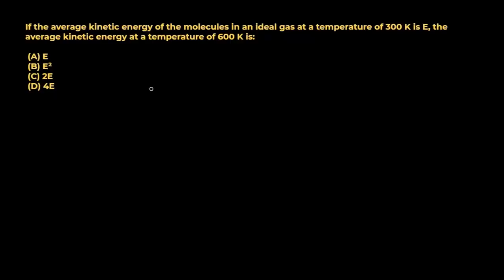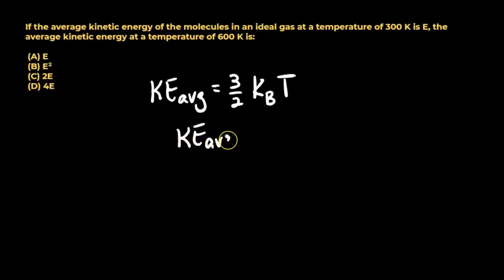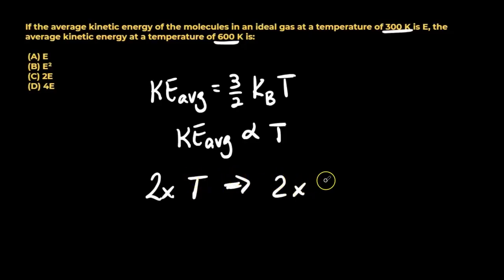So we're going to use our kinetic energy equation. And from this equation, you'll notice that the kinetic energy is directly proportional to the temperature. This means that if you were to double the temperature, you would double the kinetic energy. So the temperature initially was 300 and now it's 600, so that's double. So double the temperature will lead to double the kinetic energy. So the answer will be C.